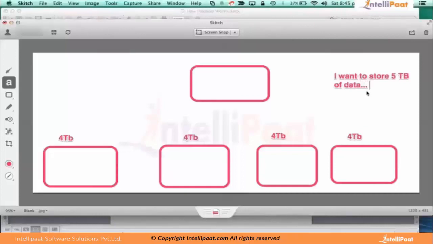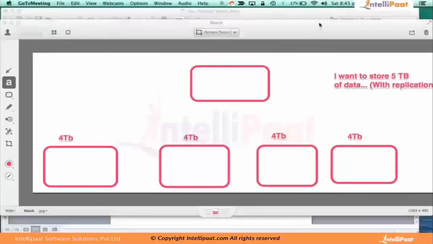I want to store 5 terabytes of data. I mean to say, yes, with replication, I want to store 5 terabytes of data. Is it possible right now to do that on any of these machines? So the answer is no, I can't.